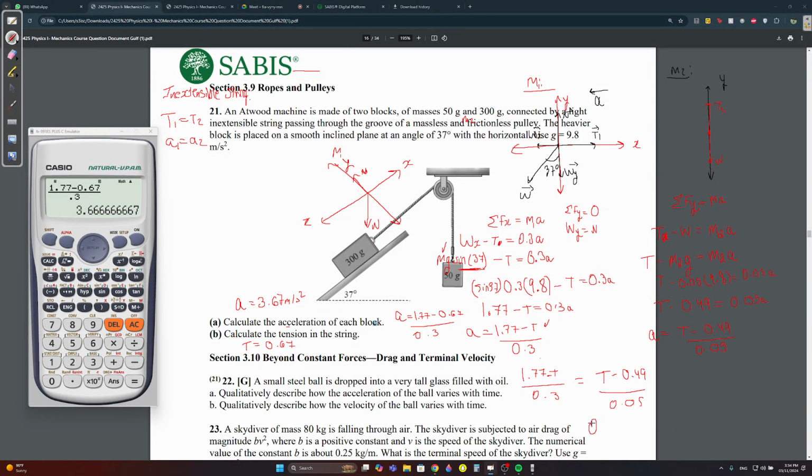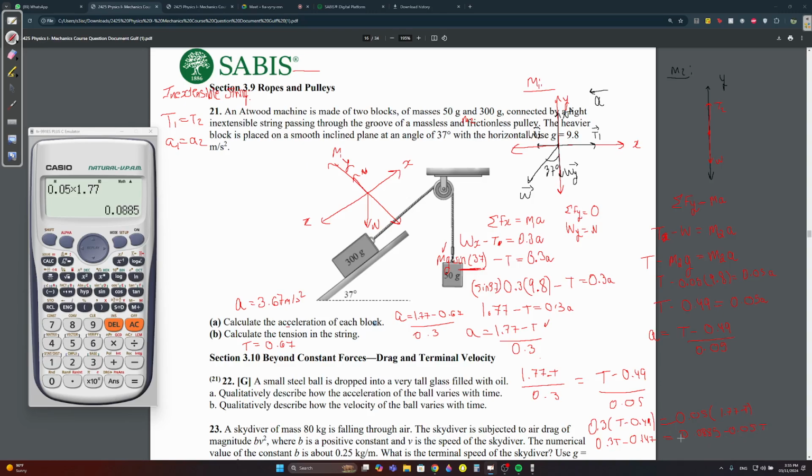If you were to cross multiply, you're going to get 0.3 times (T minus 0.49) equals 0.05 times (1.77 minus T). Okay, if you distribute 0.3 into 0.49, you're going to get 0.147. It's going to be 0.3T minus 0.147, is equal to 0.05 times 1.77. You get 0.0885 minus 0.05T.